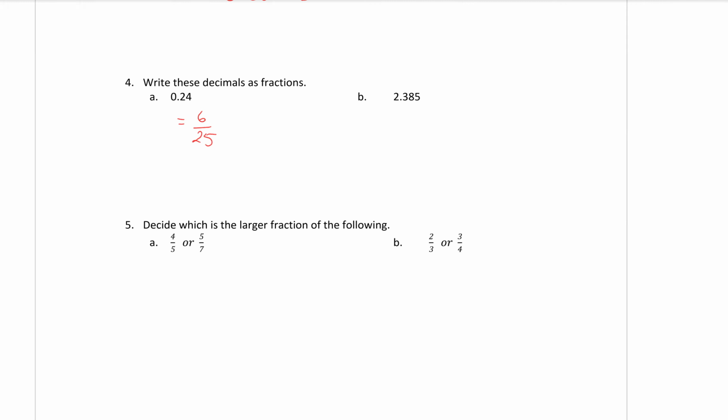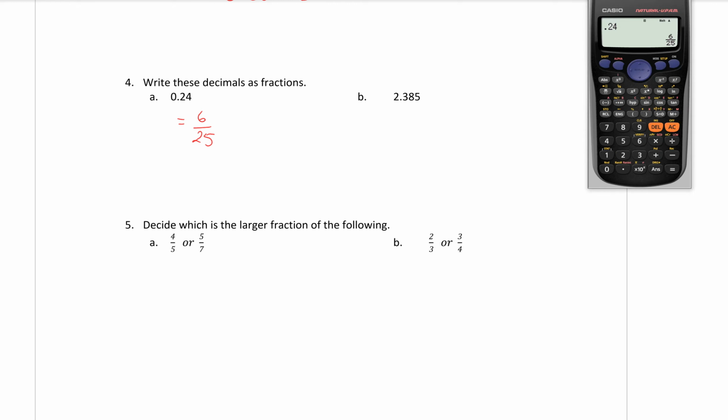Alright, try the next one. Type it in, everyone do it. Do you have a calculator, Clayton? Yeah. Alright, cool. Type that in, 2.385. What do we get? Press equals, and then what do I press? SD. Not a nice fraction, but it's still a fraction. 477 over 200.